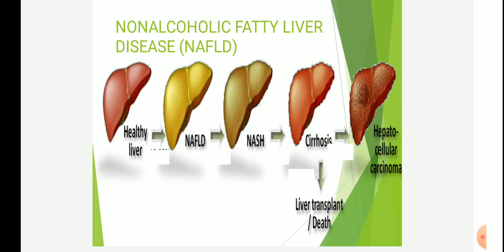So this is another schematic diagram wherein a healthy liver progresses to non-alcoholic fatty liver disease, NAFLD, leading to NASH, that is non-alcoholic steatohepatitis. So fatty liver progresses to hepatitis, leading to cirrhosis, leading to hepatocellular carcinoma, also called hepatoma, leading to death.